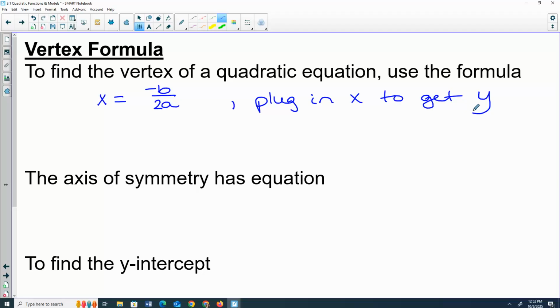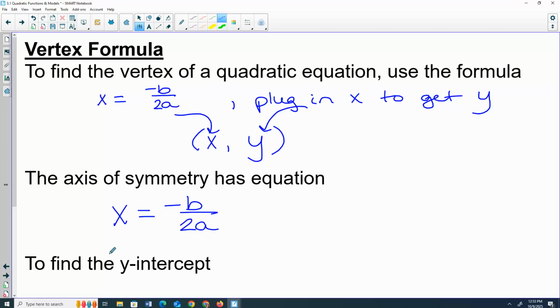If you know what x is, there's no need for a formula to calculate your y, you just plug it into your equation. So, if it's written in standard form, we can use the opposite of b over 2a. And remember, the vertex is an ordered pair, so x, y is our answer. Use this one to get our x, plug that in to get y. The axis of symmetry is the vertical line that goes through the middle, so that is x equals, because it's a line, you have to have the equation, and it's just the x value of the vertex. So x equals the opposite of b over 2a.